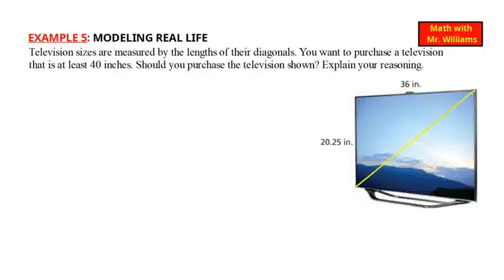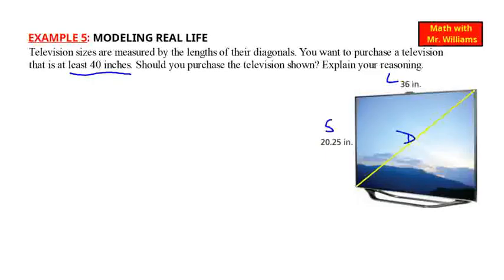All right, example 5, modeling real life. Television sizes are measured by the lengths of their diagonals. You want to purchase a television that is at least 40 inches. Should you purchase the television shown? Explain your reasoning. So in this case, I see that we have a long side, we have the short side, but we're missing the diagonal here.